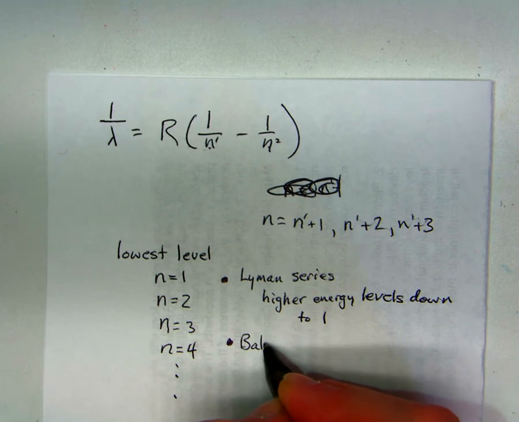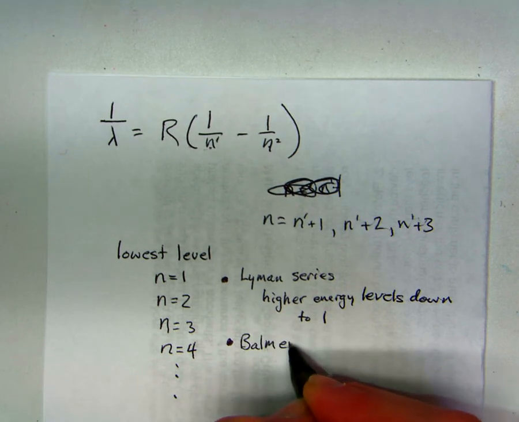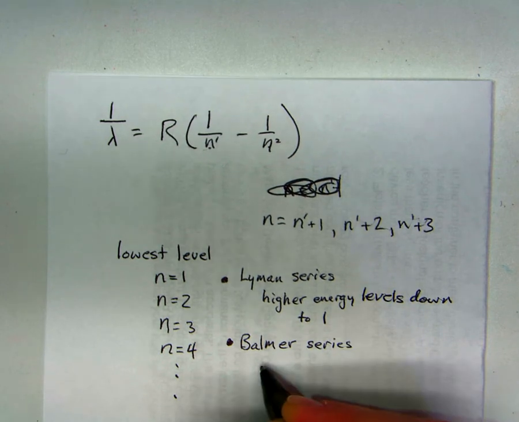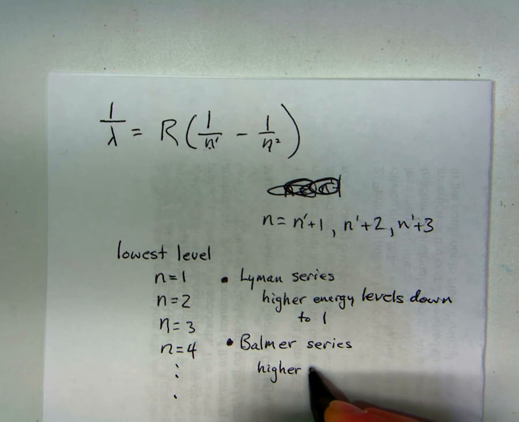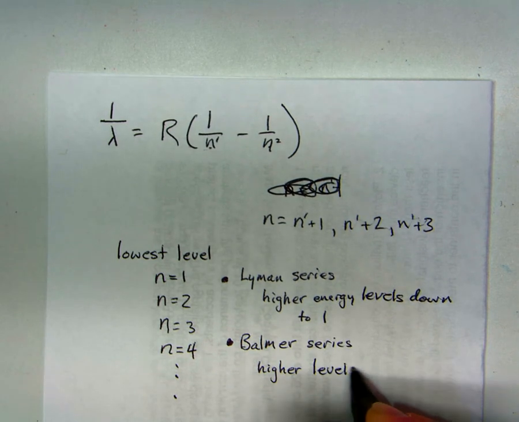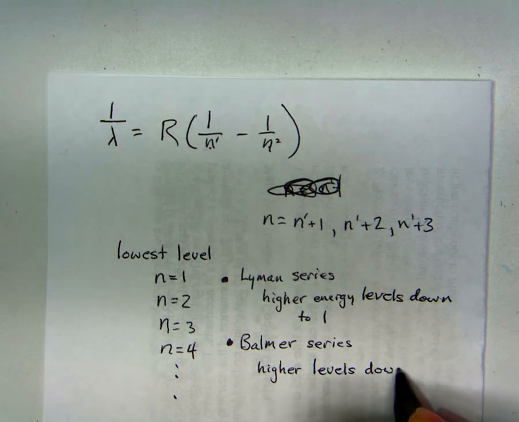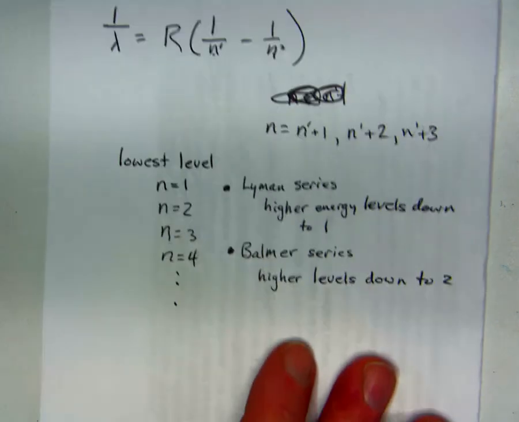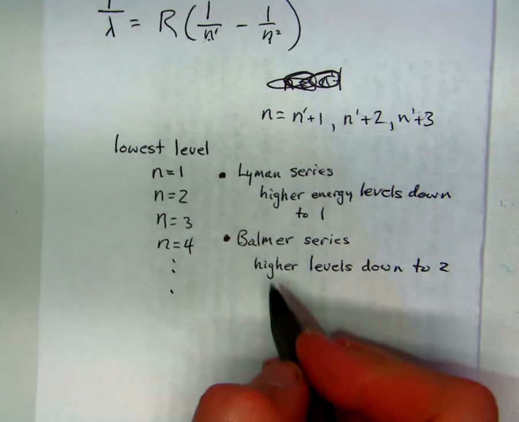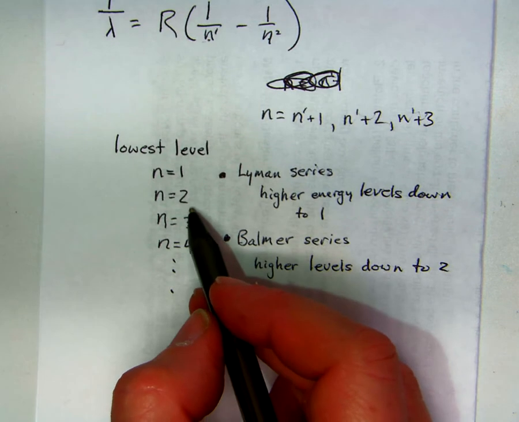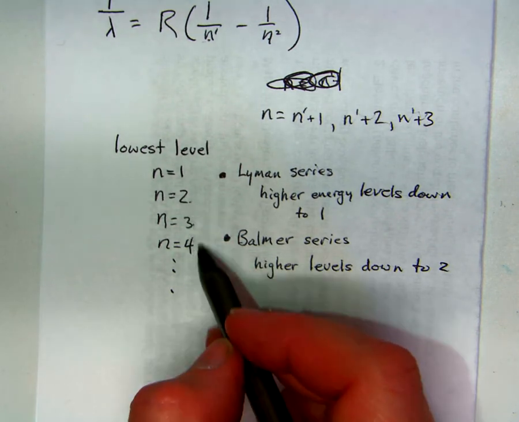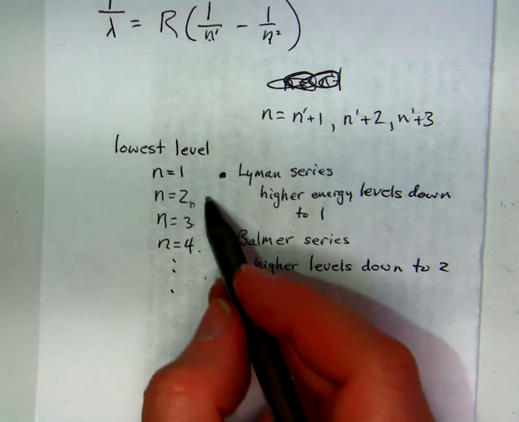And I have never seen them ask questions with these names on them in particular. It's going from higher levels down to level 2. So it goes from level 3 down to 2, level 4 down to 2, level 5 down to 2.